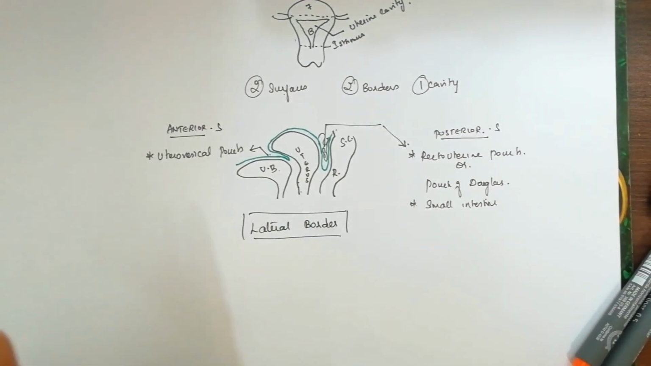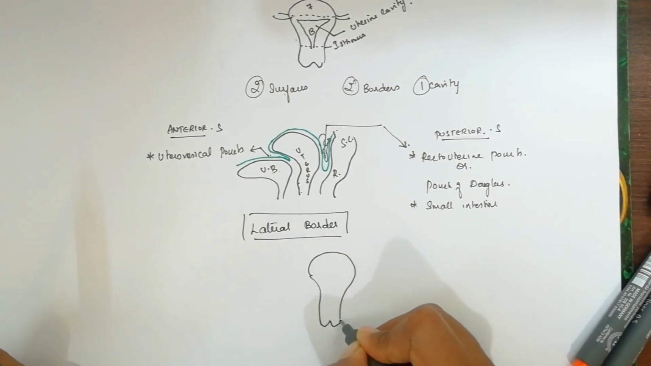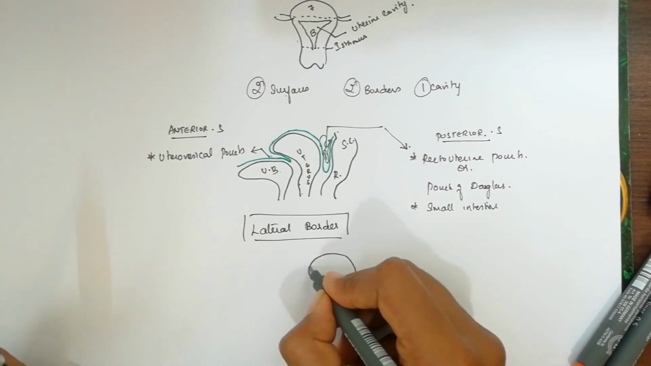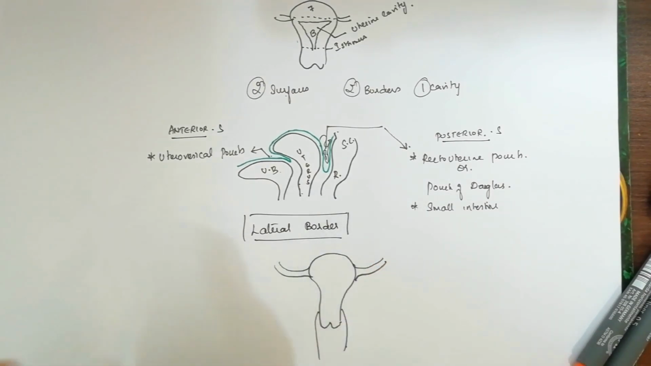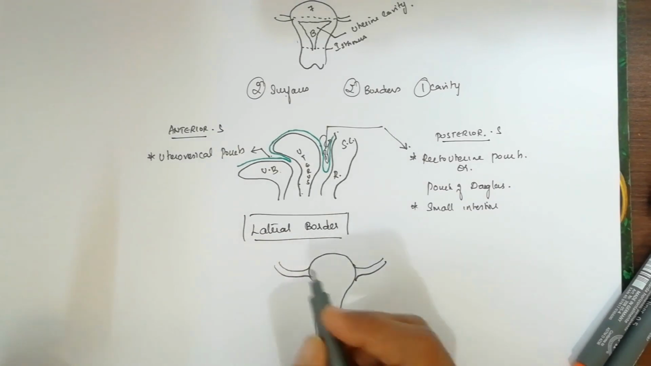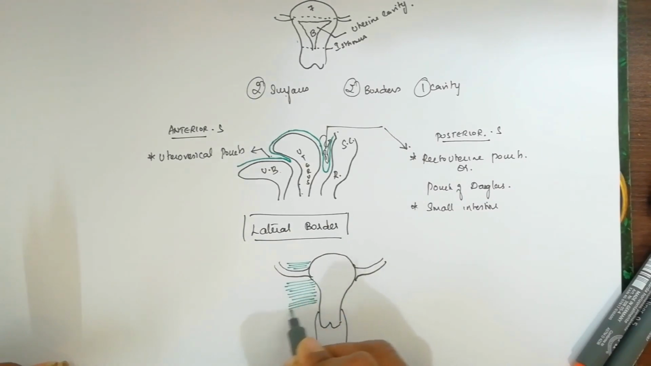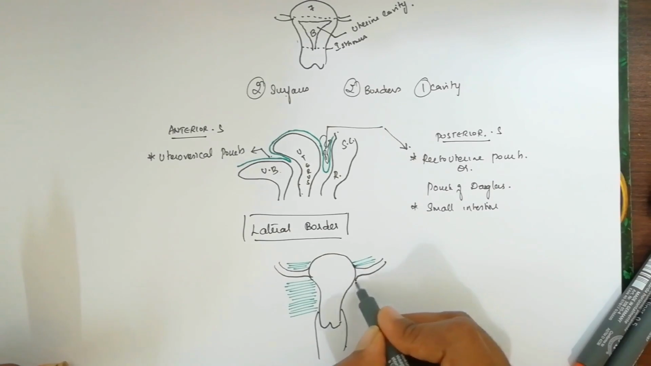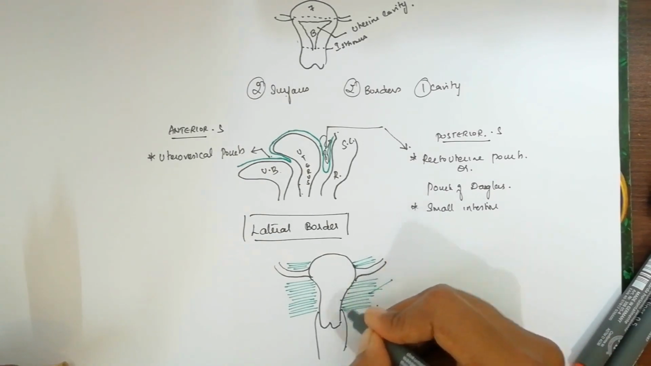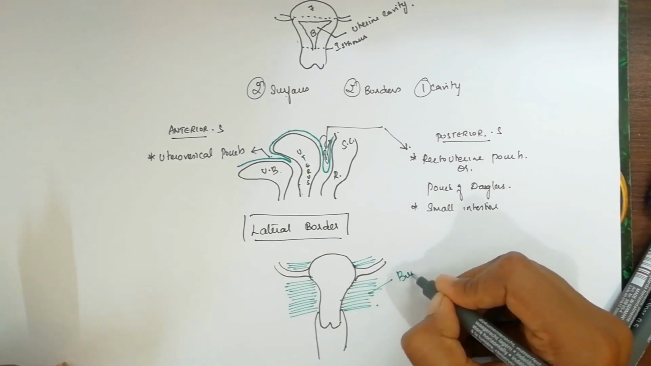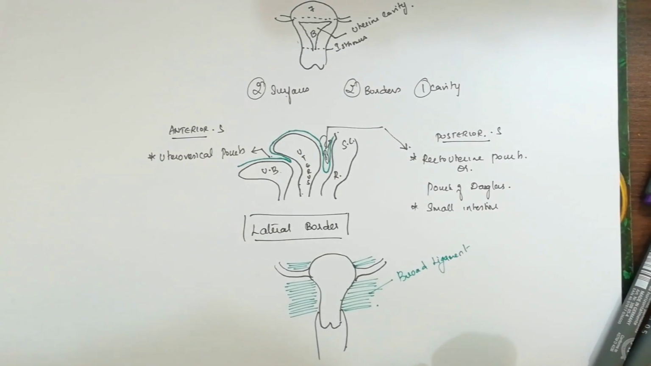Talking about the lateral border, again we have our uterus. Here the uterine tube will be seen. In the lateral border we have a ligament extending, and that ligament is known as the broad ligament, which is an important ligament, a false ligament. It is an extension of peritoneal fold. That ligament gets attached all over the lateral border of the body. So in the lateral border of the body we have the broad ligament.